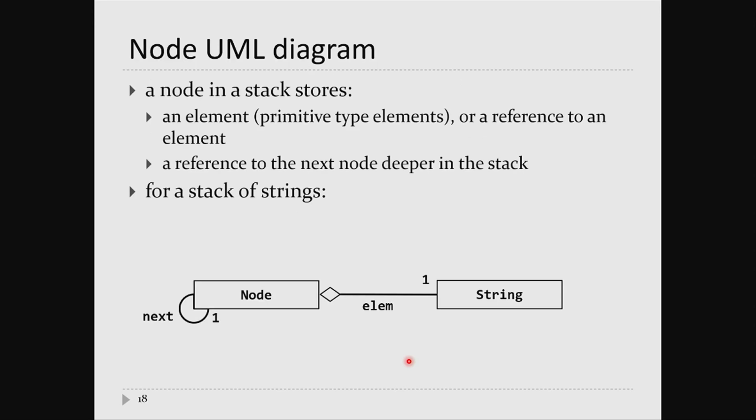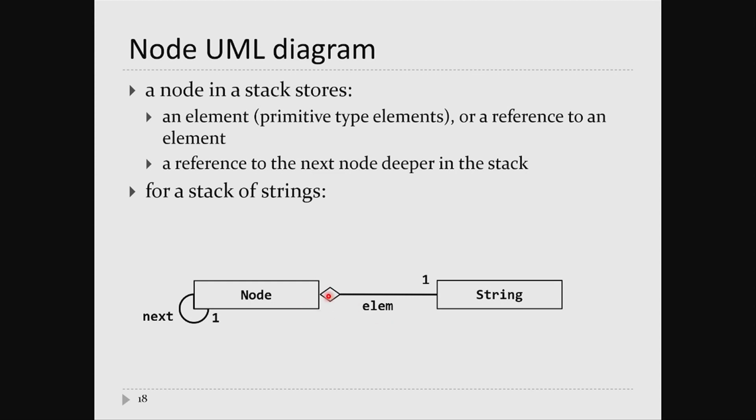All right, so I want to make this node class so that I can actually implement this stack. So here's the UML diagram for our node that holds a string. Our node in a stack holds a reference to an element. So here I've got a reference to a string. I'm saying that the relationship here is aggregation. So a node is an aggregation of one string. That string is the element that's stored in the node.